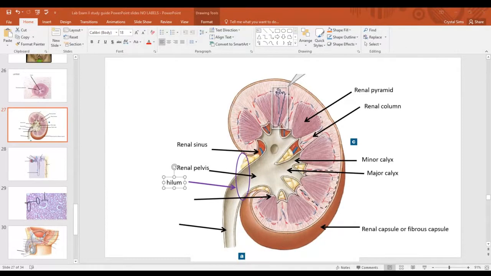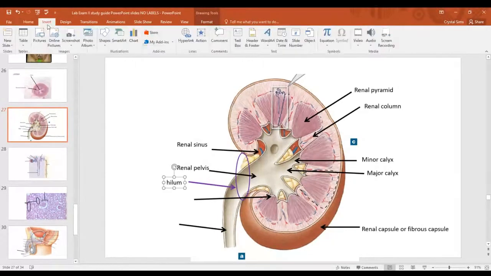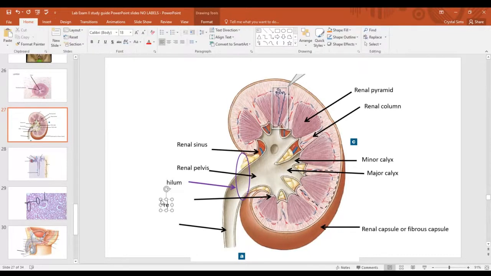All right, what is my last structure here on the right? Yes, correct. My renal or my fibrous capsule, both of those are correct. Either one. And since this is a matching one, I'm not sure exactly what it says on the test. Yes, this one is a matching page.